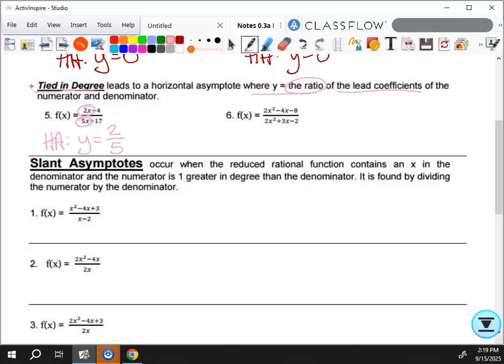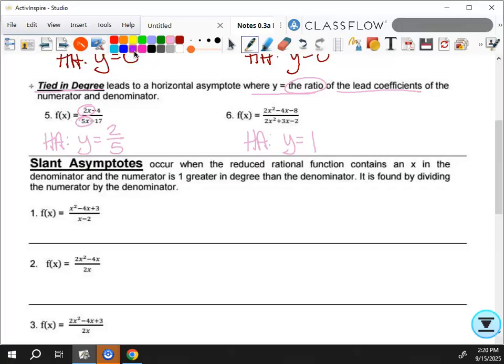All right, so then our horizontal asymptote for 6 would be y equals what? 1. Did you put 2/2? Questions? Anything? All right.